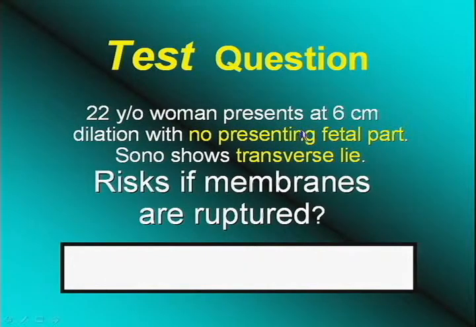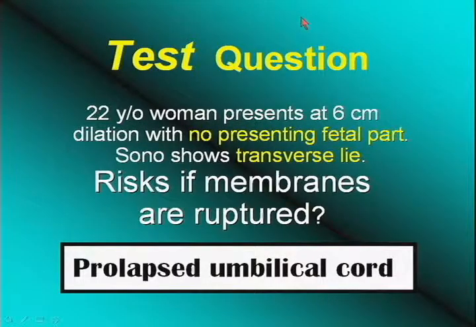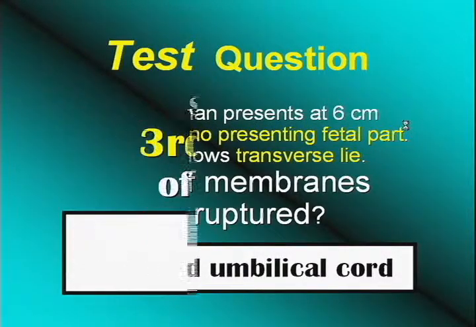This patient is 6 centimeters dilated, no presenting fetal part. You do get an ultrasound. It shows transverse lie. What if you rupture the membranes and there's no presenting part? This is important because this happens often in July with the new interns. Prolapsed umbilical cord, we'll talk about that later. Don't rupture the membranes unless the presenting part is well against the membranes.